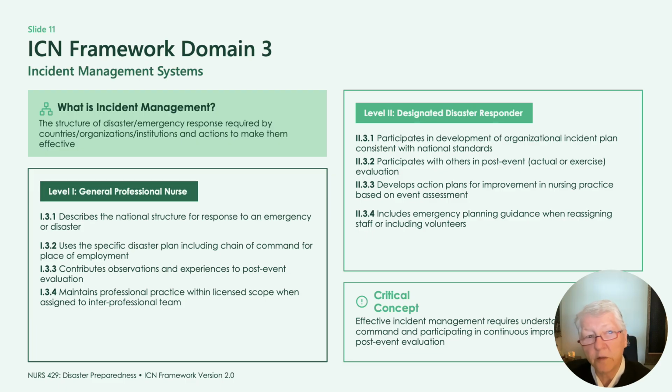For Level 1, the general professional nurse, competencies focus on understanding and functioning within existing systems, so your hospital or your clinic. This includes describing the national structure for emergency response, using the specific disaster plan at your place of employment, and following the established chain of command. It also includes contributing observations to post-event evaluations and maintaining professional practice within your licensed scope of practice when assigned to an interprofessional team.